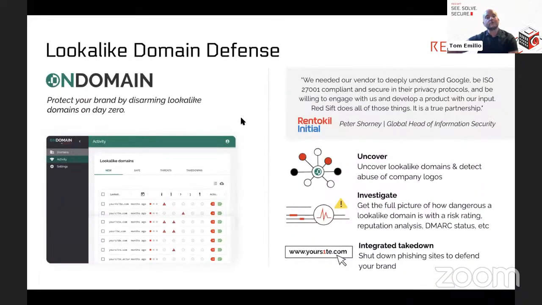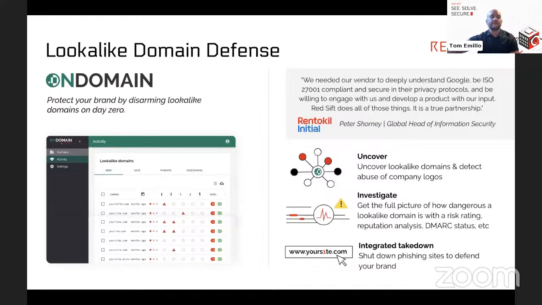All right. One more slide before we get into the actual demo. So just a quick overview of OnDOMAIN, right? It's one of our products. It's through and through a lookalike domains defense product. And we have a slogan of: protect your domain by disarming lookalike domains on day zero. So what does that mean, right? The automation and AI that this platform is built on is really able to detect these lookalike domains pretty soon after they're registered. And we'll look at some stats on that.